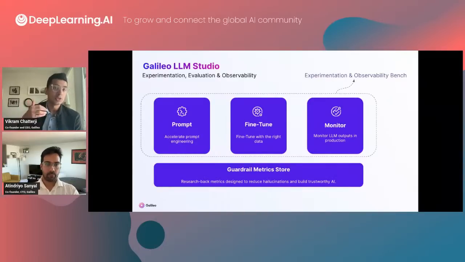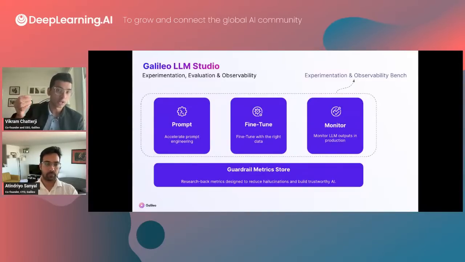Apart from this, experimentation is meaningless without metrics, right? Without good metrics. That's how all fields of science work. And so for us, since the very beginning of day one of Galileo 2.5 years ago, we were all about language models and all about building metrics for evaluating large language models.